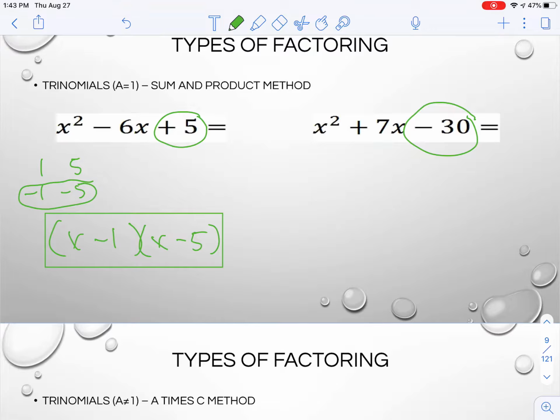Okay, so the products of negative 30 are 1 and negative 30, negative 1 and 30, 2 and negative 15, negative 2 and positive 15, 3 and negative 10, negative 3, positive 10. Lastly, 6 and negative 5, negative 6, positive 5. So one of these options has to add to give me a positive 7. Right there it is.